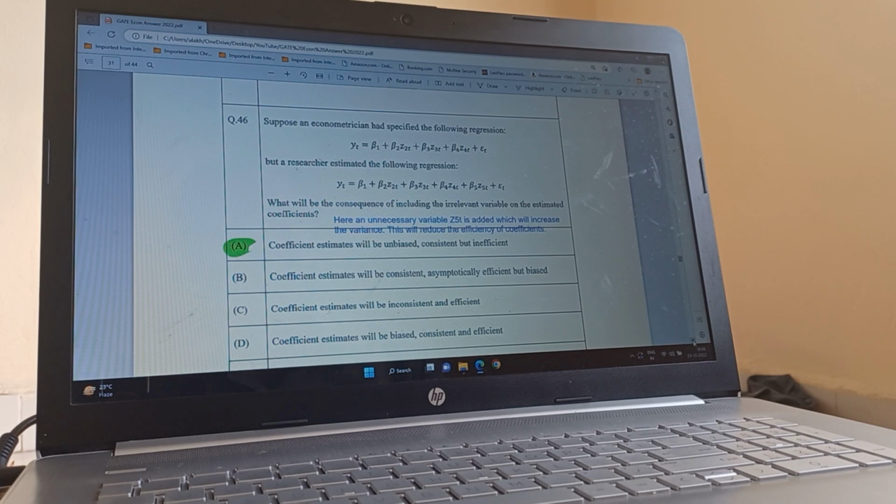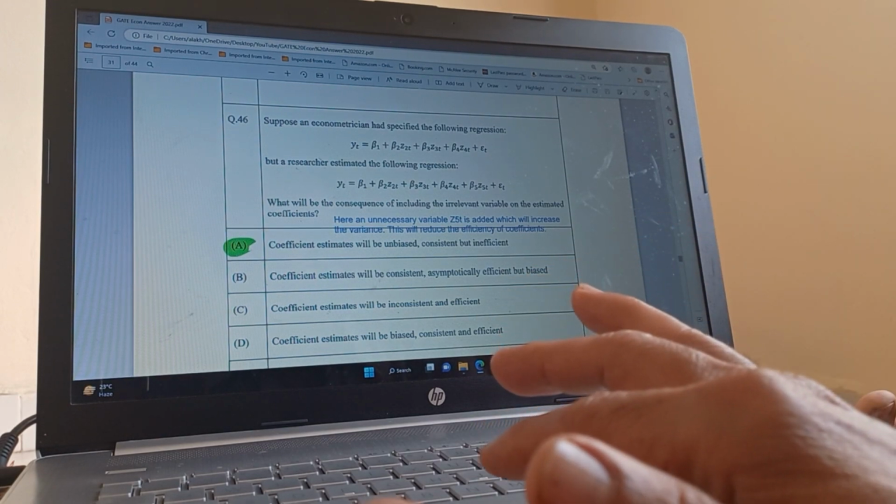So when the variance of the function is larger than what it should be, then our F test and T test will fail, and so this will reduce the efficiency of the coefficient. The most efficient function is that which has the smallest variance, so efficiency is measured by the variance. Since one unnecessary independent variable has been added here, it will increase the variance of the function, and that way it will be less efficient.